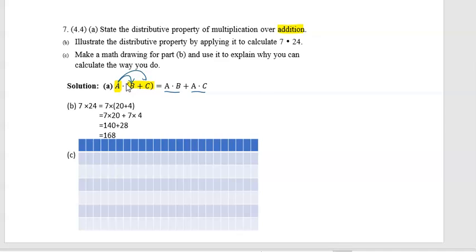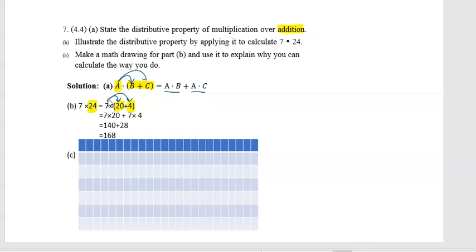Now let's see how we use this property to calculate 7 times 24. We can break down 24 as 2 tens and 4 ones, or just write 20 plus 4. Now we distribute 7 to 20, and then we distribute 7 to 4. So we end up with 7 20s plus 7 4s. 7 20s is 140, plus 7 4s, that's 28. So we get 168. And we can probably do this mentally without using pen and paper.